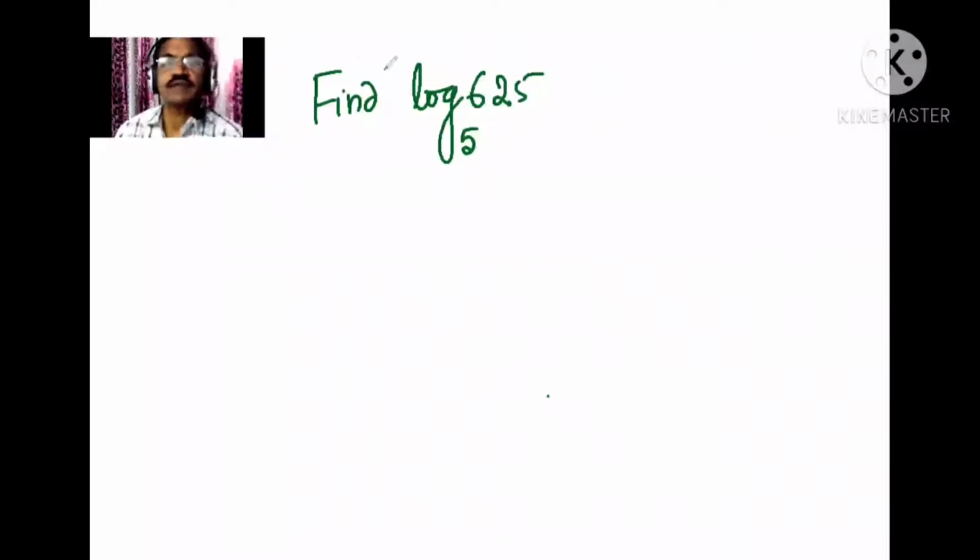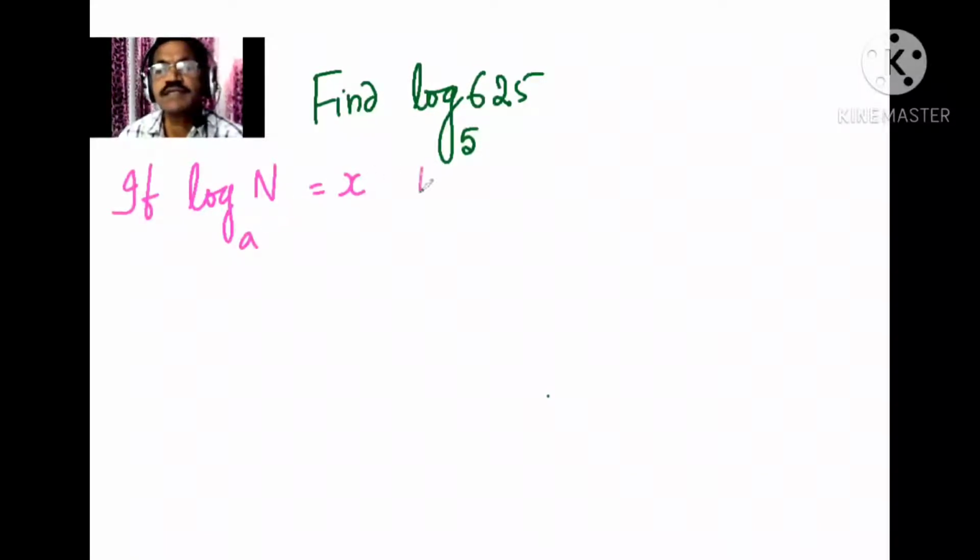So to find this, we have to convert this logarithm form into exponential form. We know how to convert the logarithm form into exponential form. If logarithm of n base a is equal to x, then its exponential form is a to the power of x is equal to n. This is the exponential form of logarithm of n base a.